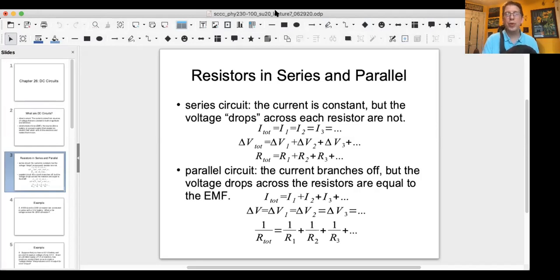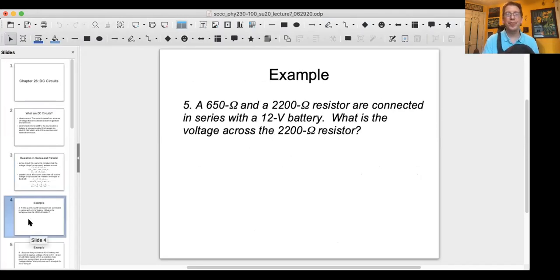And now we're going to move to an example. You have a 650 ohm and a 2200 ohm resistor that are connected in series with a 12 volt battery. What is the voltage across the 2200 ohm resistor? Let's set this up visually. They're connected in series, and you have one power supply. So let's set up the whiteboard.